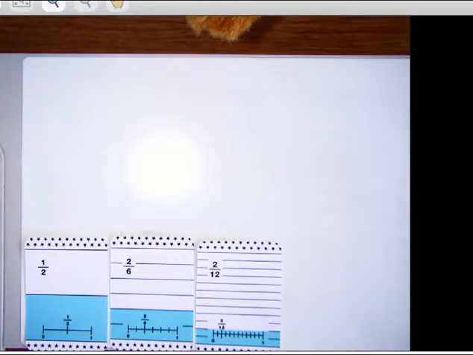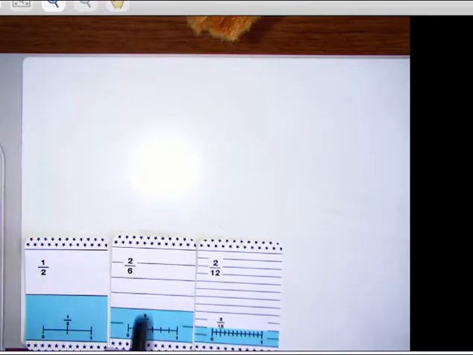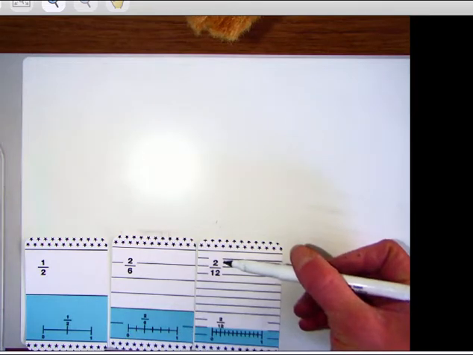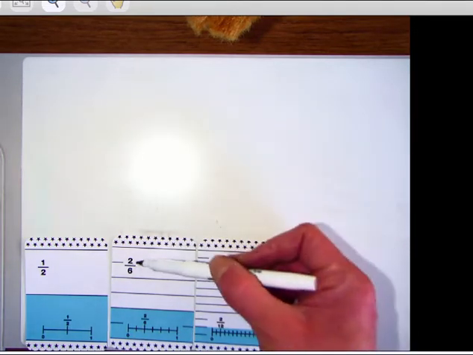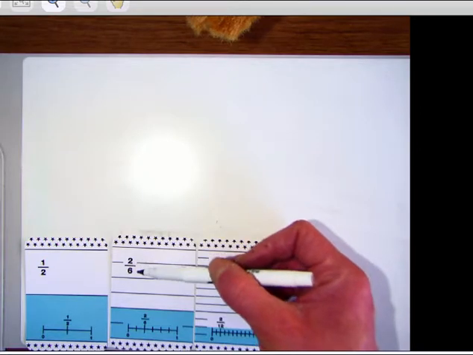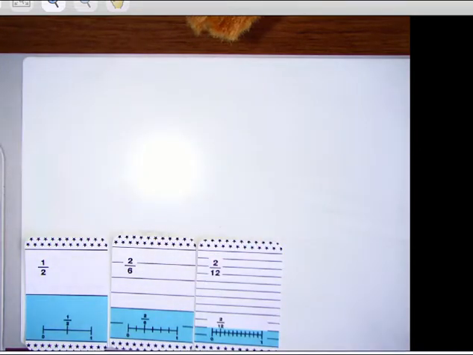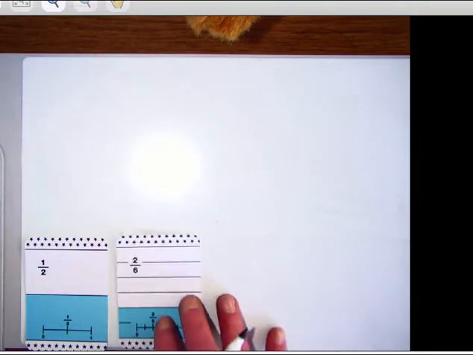Well, if you said, Mrs. MacPhail, I noticed that first, these two cards have areas that are not as much shaded compared to 1/2. It's less shaded. And I'd say, yes, you're right. You might have also said, Mrs. MacPhail, I also noticed something about the numerators and the denominators. I noticed that my numerators are less than half the value of my denominator. So 2 is less than half of the value of 12, and 2 is less than half of the value of 6.